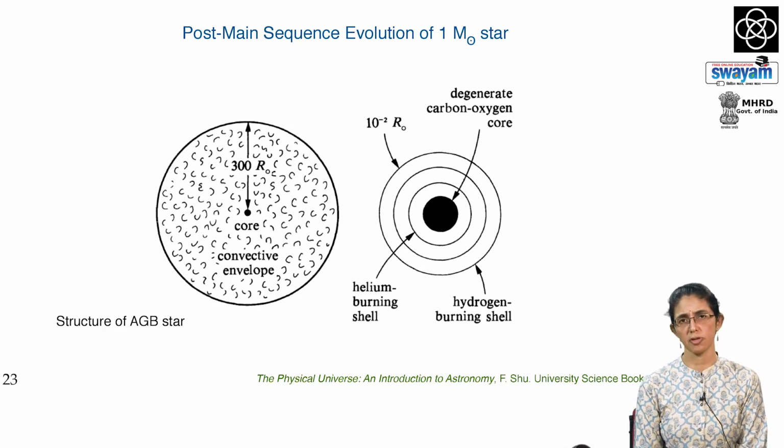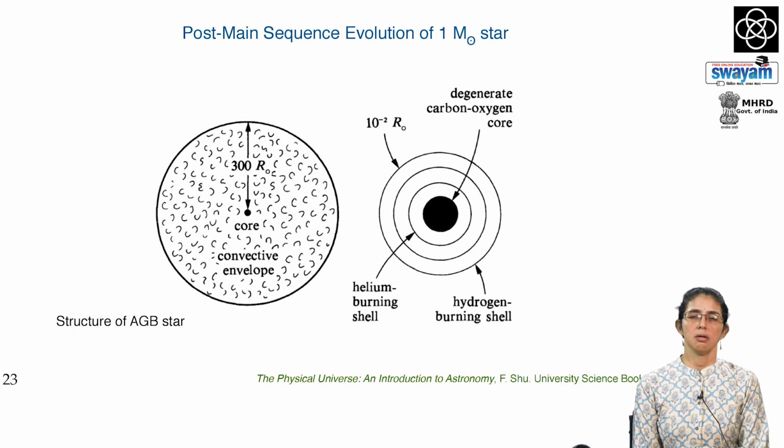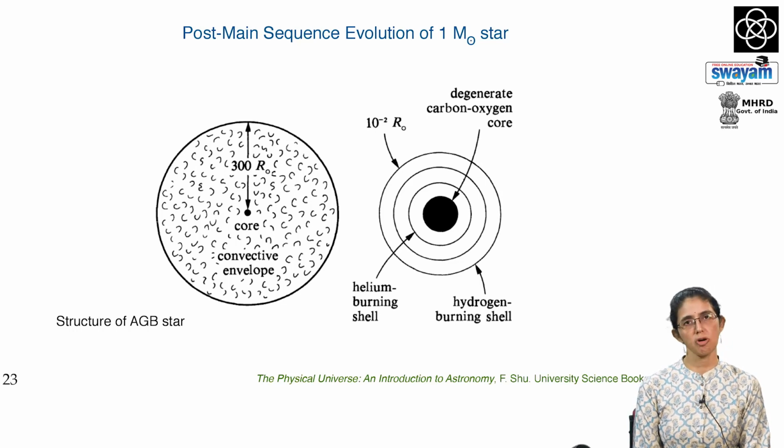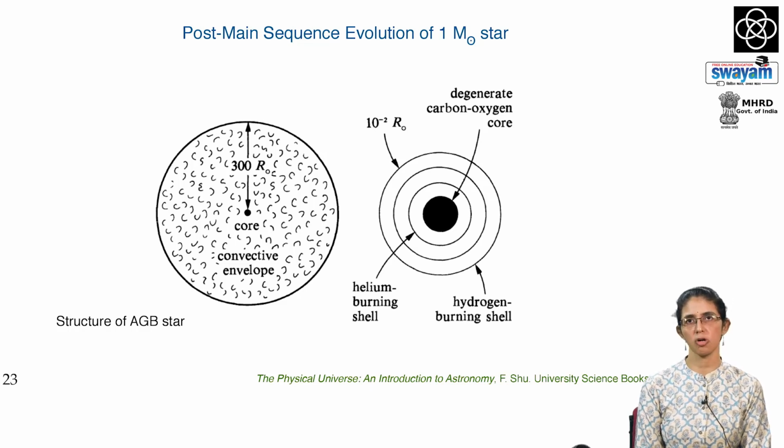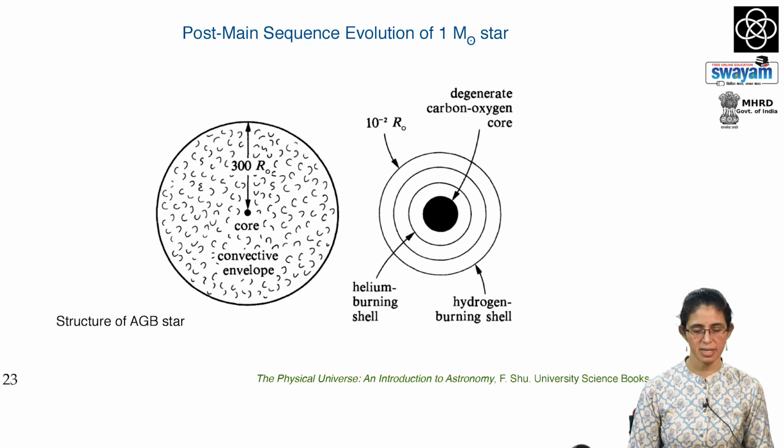The later stages of evolution are highly uncertain. This is because there is again an enormous amount of mass loss occurring. How that energy is getting transferred to the surface, what are the physical processes occurring, they are all driven by the mass loss, the metallicity effects.